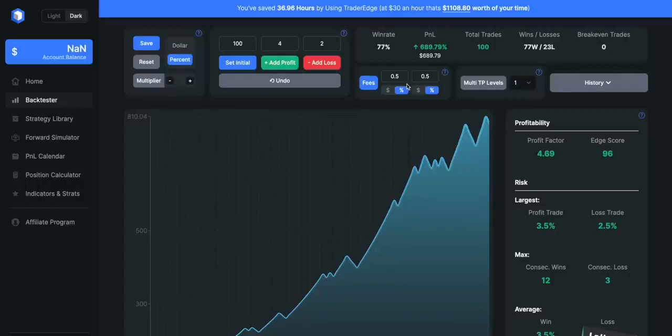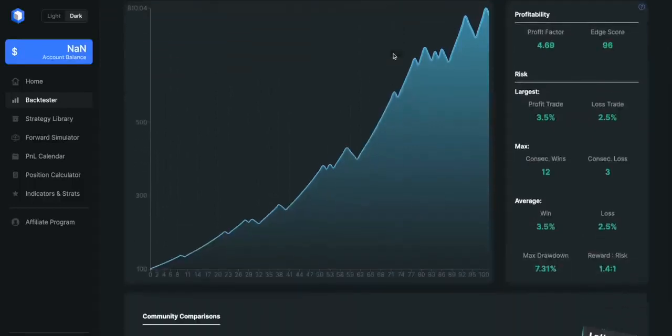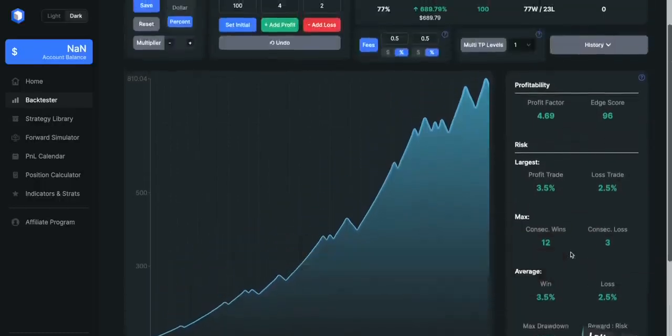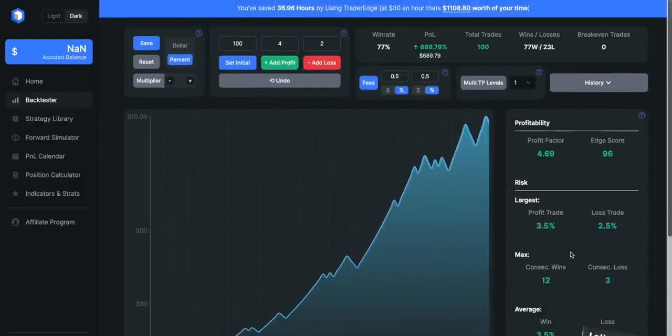So the win ratio for the strategy is 77%. This is crazy high for such a risk-reward ratio. The profit and loss is 689.79%. The profit factor is 4.69, and we had 12 consecutive wins against 3 consecutive losses. The maximum drawdown is 7.31%. So yeah, this strategy is definitely legit, and if you stick to the rules I just showed you, these are the numbers you should expect when trading live.